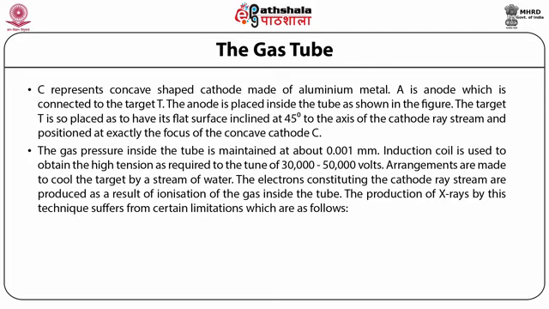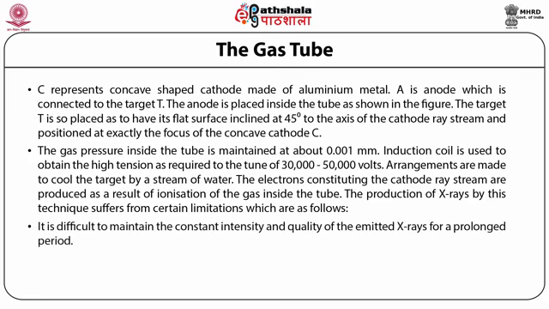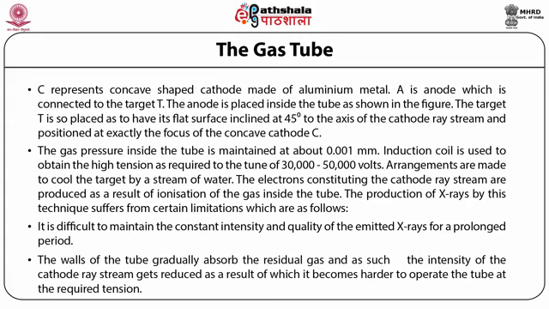The production of X-rays by this technique suffers from certain limitations, which are as follows. Number 1. It is difficult to maintain the constant intensity and quality of the emitted X-rays for a prolonged period. Number 2. The walls of the tube gradually absorb the residual gas, and as such the intensity of the cathode ray stream gets reduced, as a result of which it becomes harder to operate the tube at the required tension.